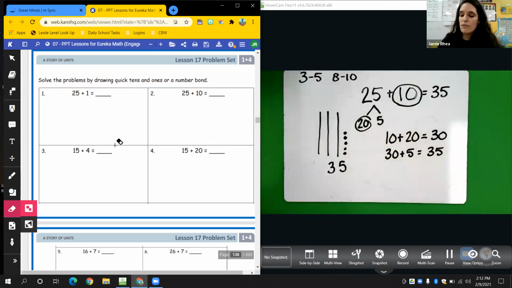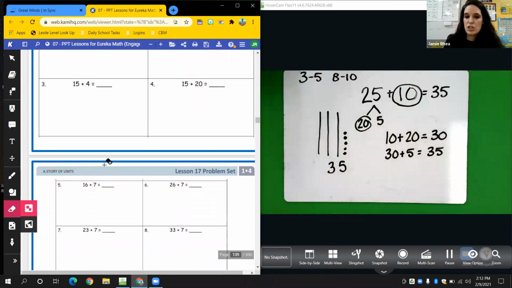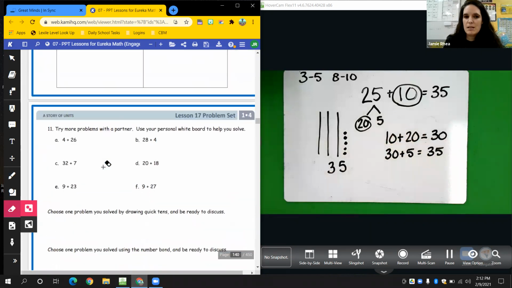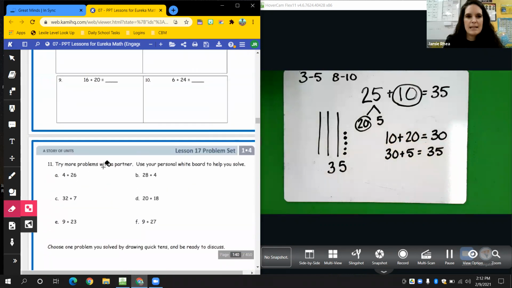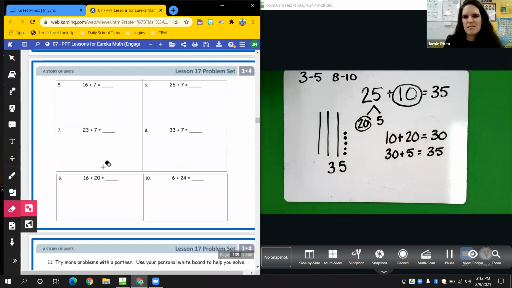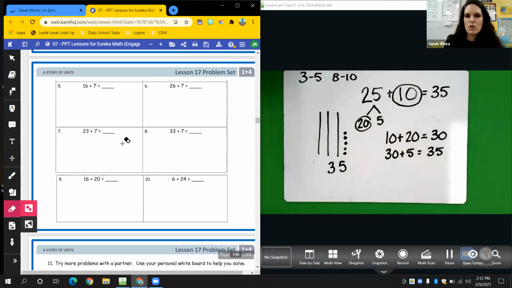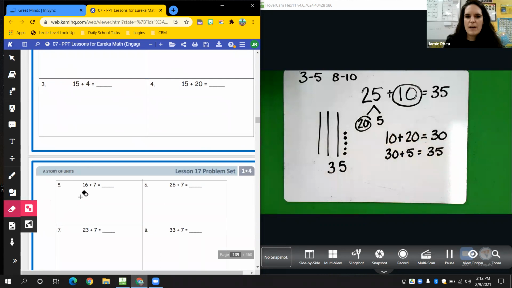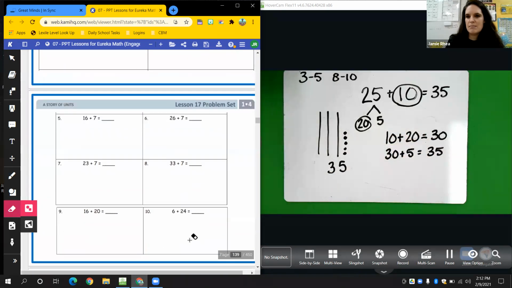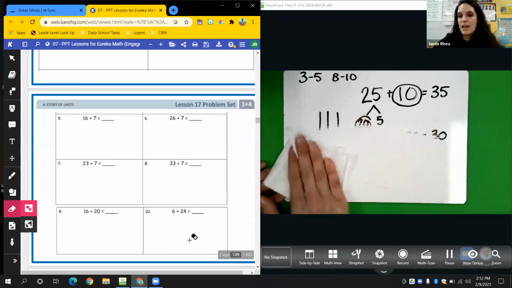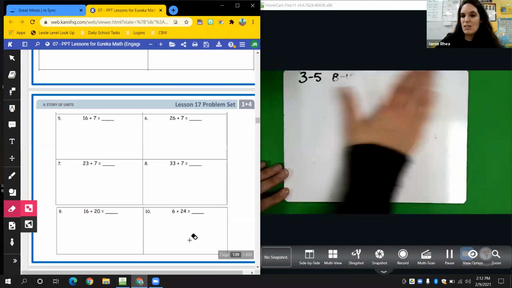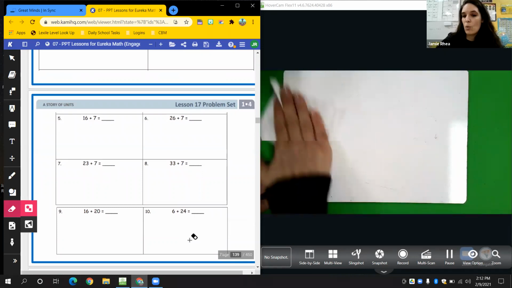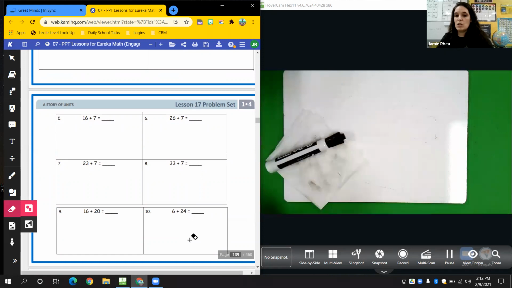You're going to do 3, 4, and 5, just like that. And let's come down here and look at 8, 9, and 10. Oh, same thing. 8, 9, and 10 are the exact same thing, guys. Okay. Just be careful. So you're going to do 3, 4, 5, 8, 9, and 10. I better see either quick tens and ones or the number bond on your work.